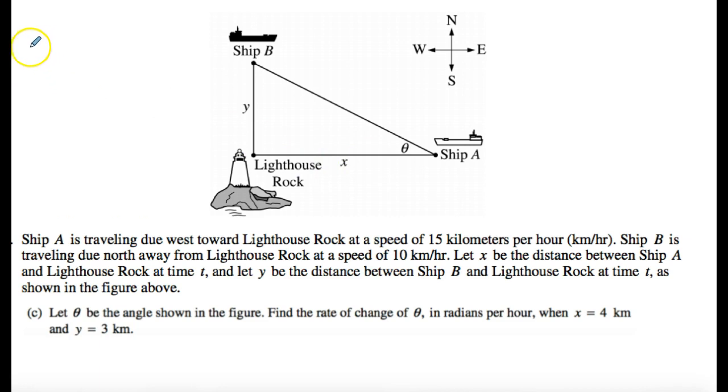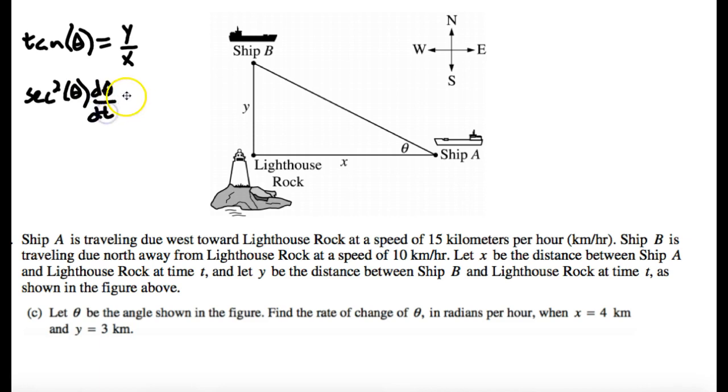So my function that would relate those would be tangent. I can say tangent of theta equals opposite over adjacent, which in this case would be y over x. And then I can take the derivative of this piece. Now, when I do that, derivative of tangent is secant squared. So I'll have secant squared of theta times d theta dt. Theta is a variable here. Don't forget your d theta dt here.